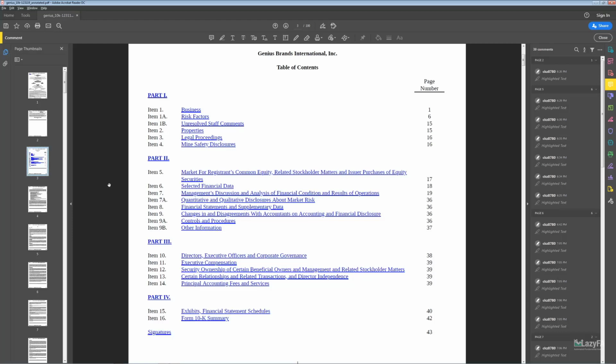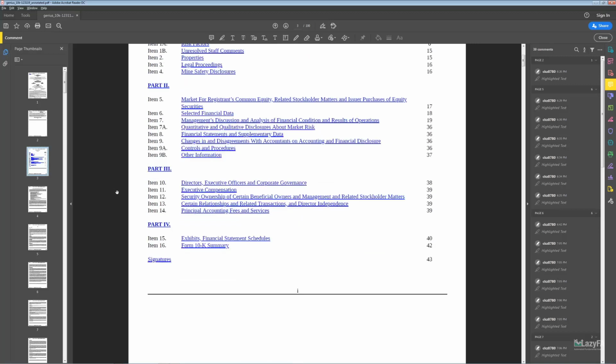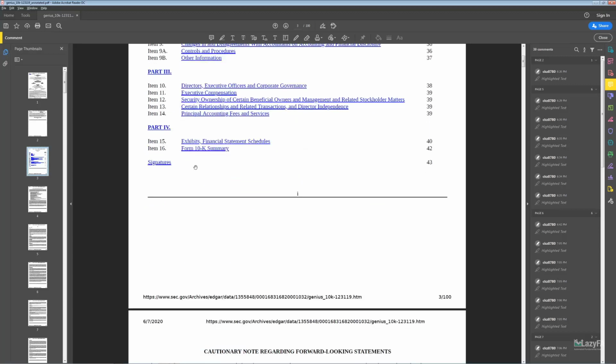But I always pay attention to the notes to the financial statements. I pay close attention to the risk factors and the legal proceedings, and especially to the management discussion and analysis of financial condition, because that's where the meat of these reports are. So that is pretty much it.